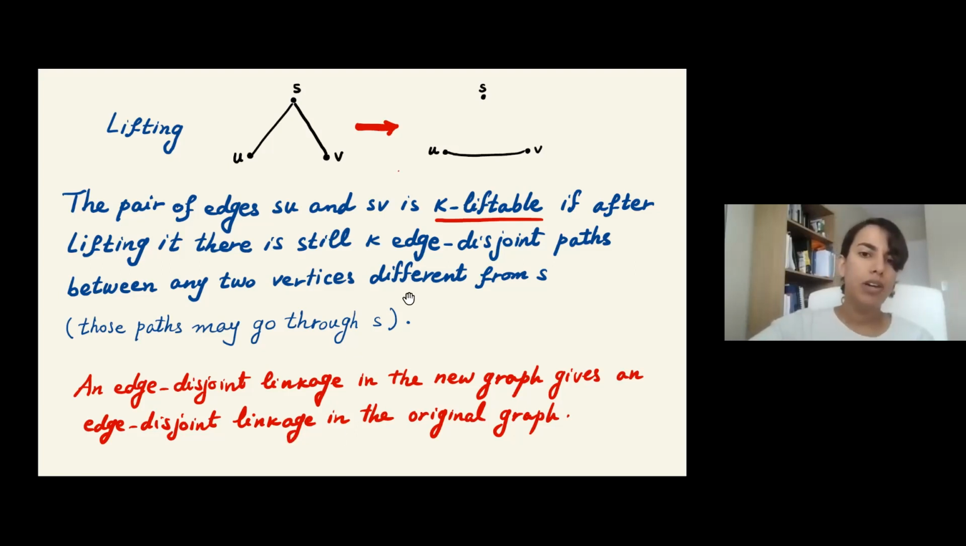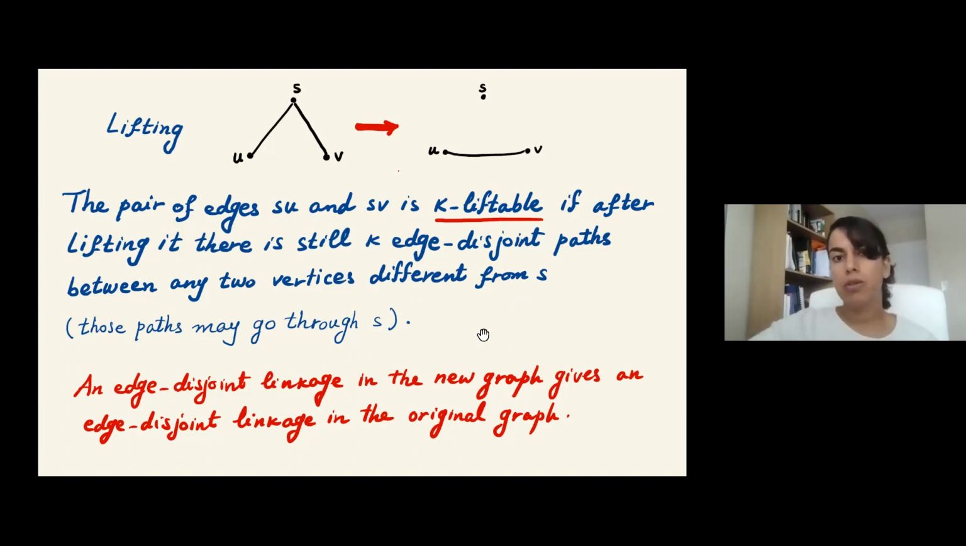That doesn't go below a certain connectivity. For them, it will be k plus 1, but here in the definition, I'm writing k. So we say the pair is k-liftable if after doing the lift, there are still k edge-disjoint paths between any two vertices other than S. We don't care about S.